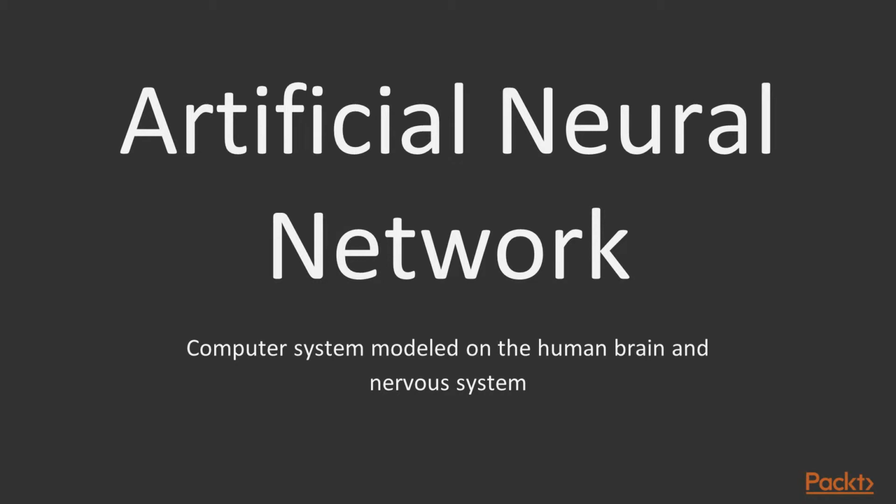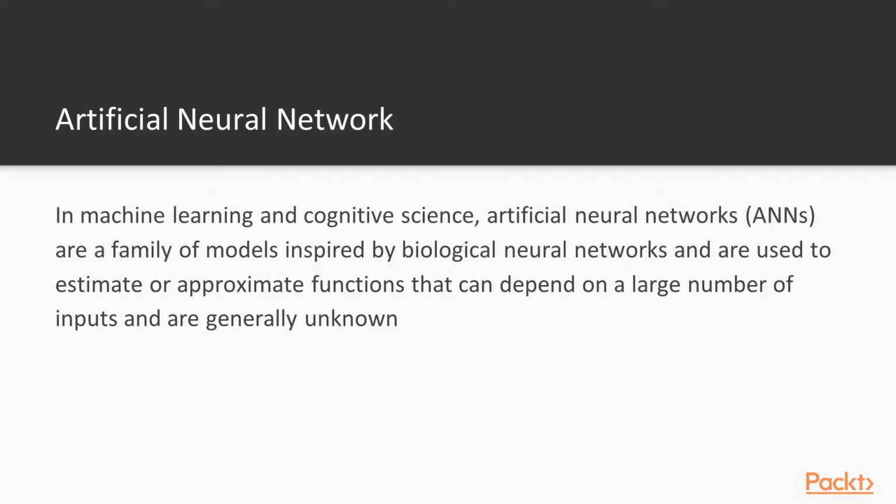So, what exactly is an artificial neural network? Perhaps a computer system modelled on the human brain and nervous system. A popular definition is: in machine learning and cognitive science, artificial neural networks, ANNs, are a family of models inspired by biological neural networks, the central nervous systems of animals, in particular the brain, and are used to estimate or approximate functions that can depend on a large number of inputs and are generally unknown.